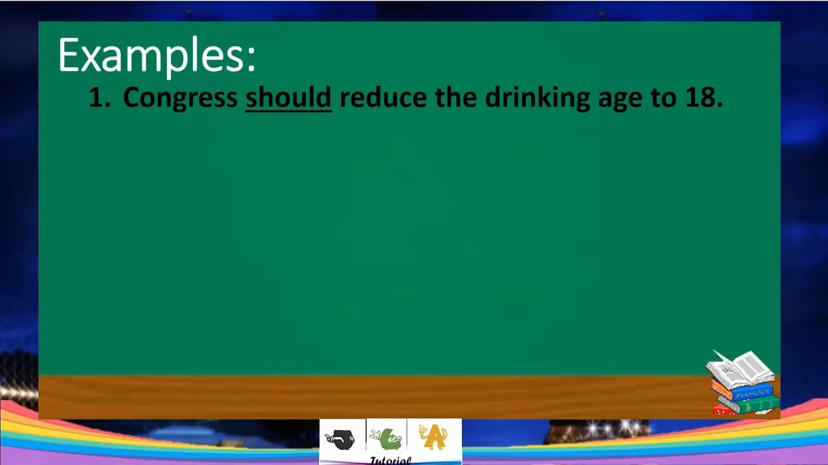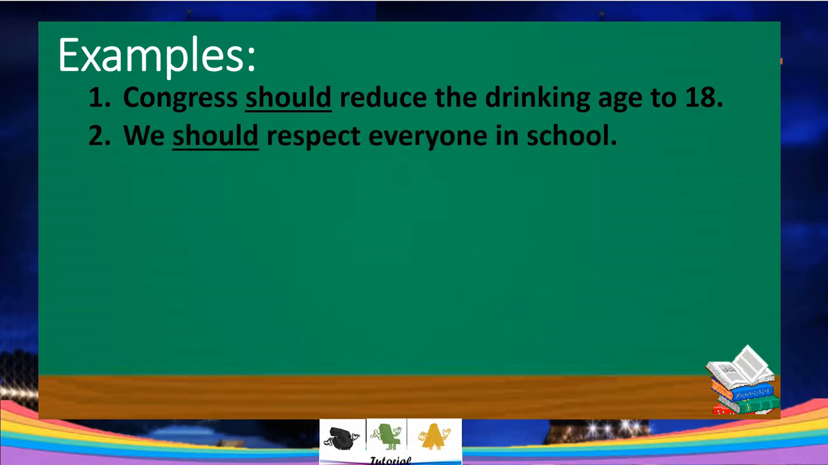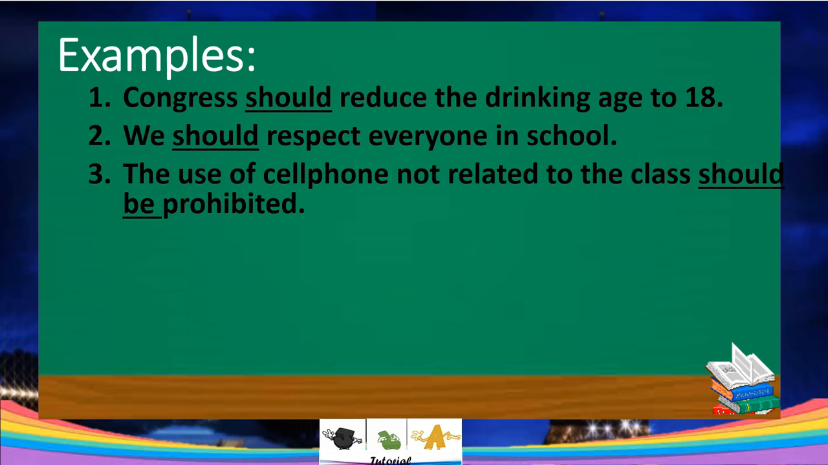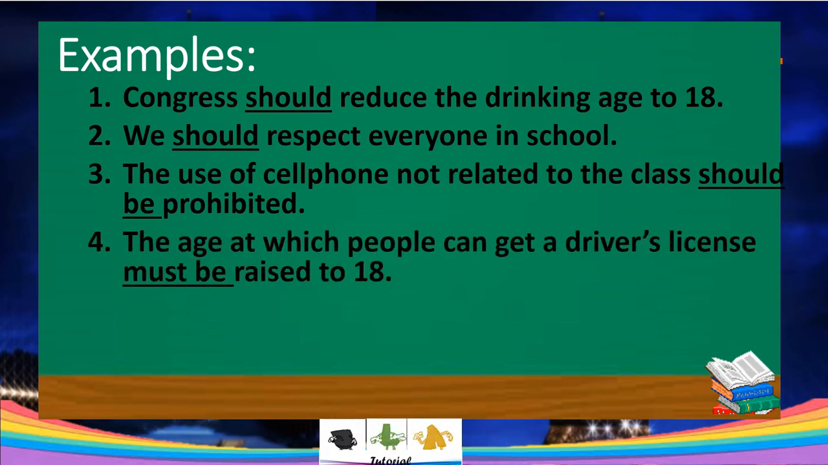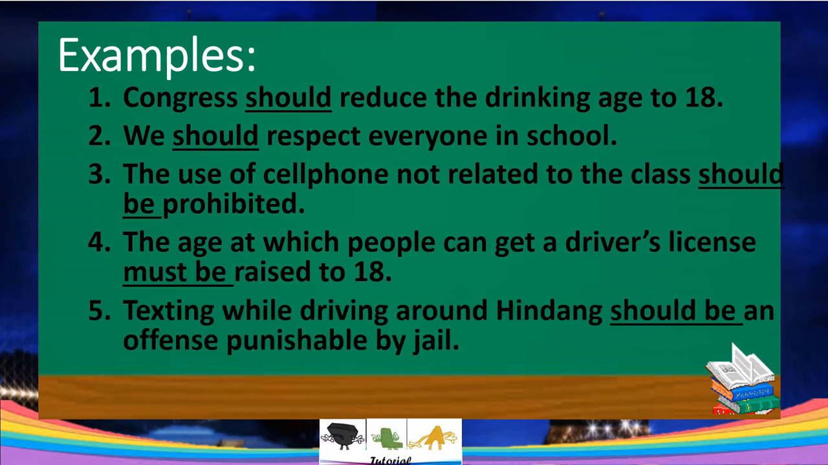Examples. Congress should reduce the drinking age to 18. We should respect everyone in school. The use of cell phones not related to the class should be prohibited. The age at which people can get a driver's license must be raised to 18. And texting while driving around Hindan should be an offense punishable by jail. With the underlined words, these are your hints that this is a claim of policy, with the use of should and must be.